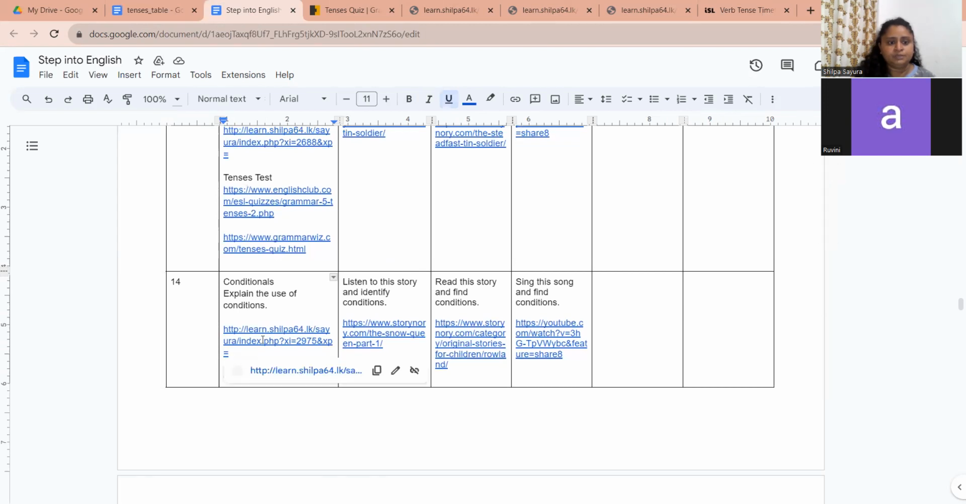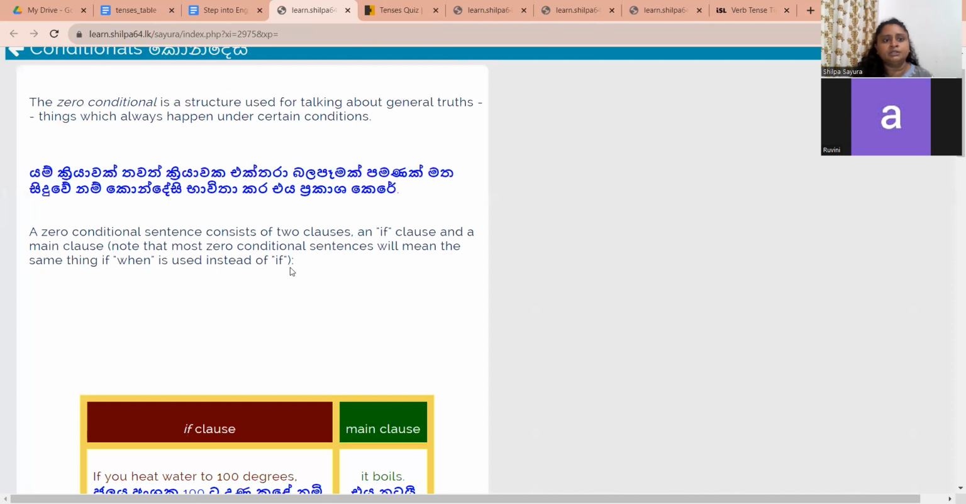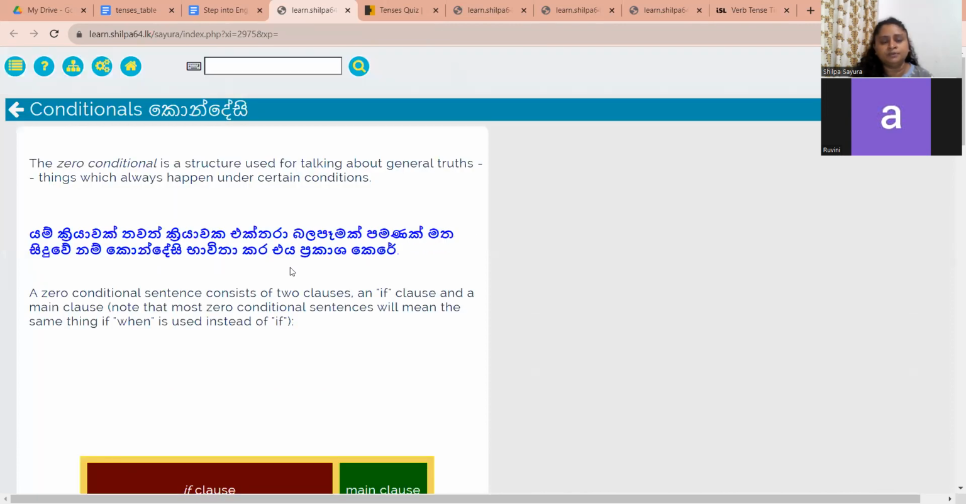Yes, now let us move on to the conditionals. So this is very much important after you completed tenses and after you mastered tenses, the conditionals are very important because we as human beings do everything based on conditions. So when you want to express yourself in form of writing or speaking or whatever, better you learn this.